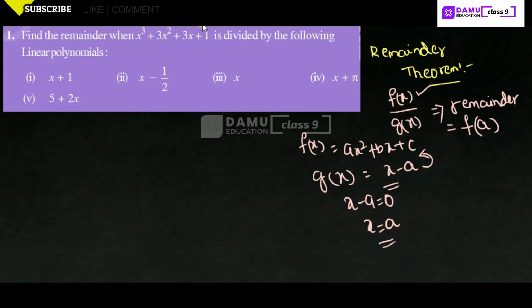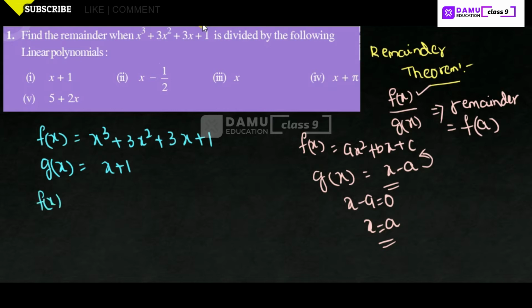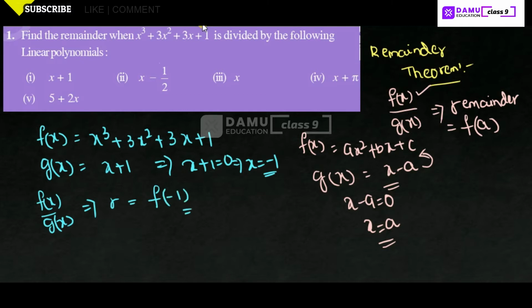Let's take our first one. f of x is x cube plus 3x square plus 3x plus 1, and g of x is x plus 1. We have to divide f of x by g of x, so what is the remainder? g of x should be equal to 0, so x plus 1 equals 0, then x is equal to minus 1. So f of minus 1 will be equal to the remainder.